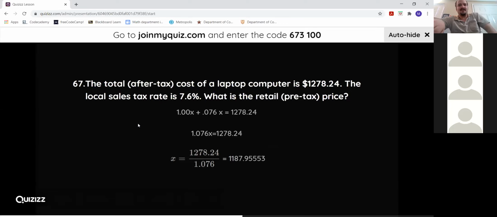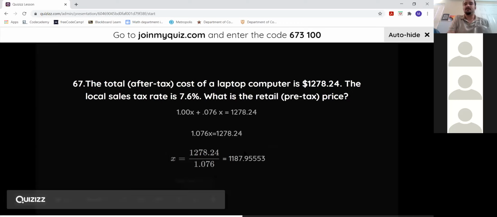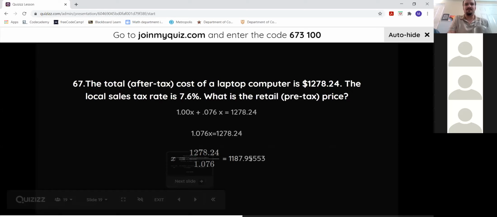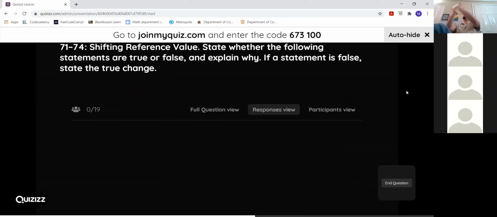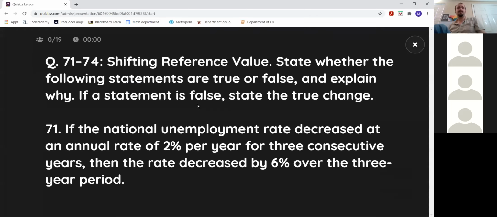Questions about this? Is it making sense, hopefully? Well, now that I put the numbers up there. It should be rounded to 2 decimal places, 1187.96. Okay, cool.